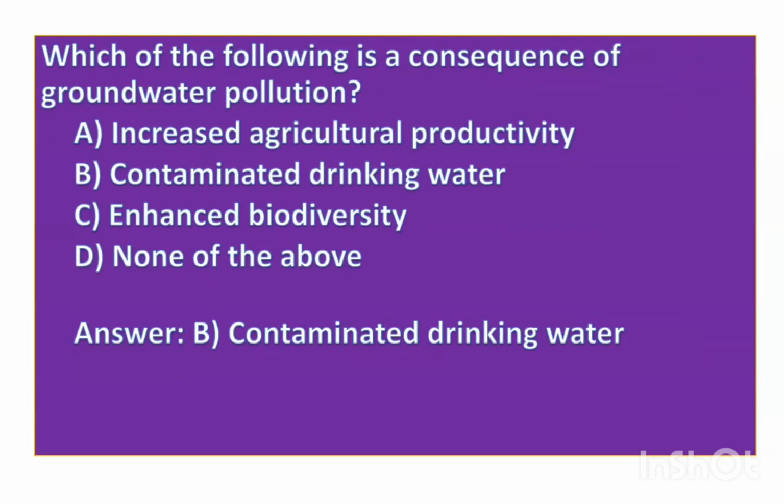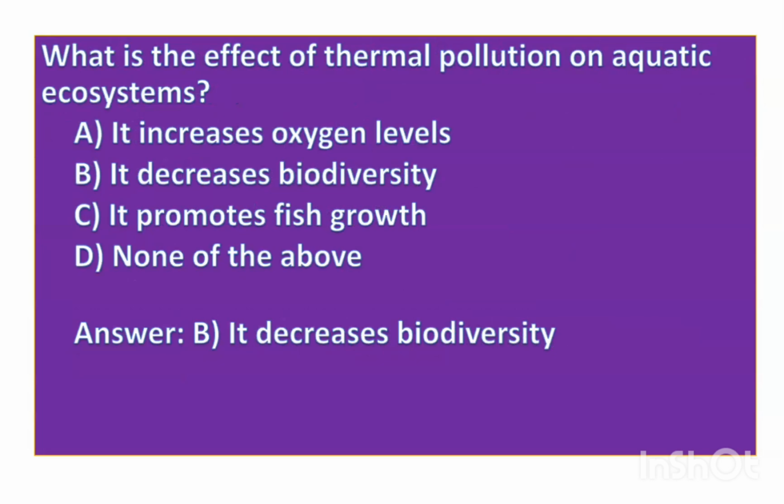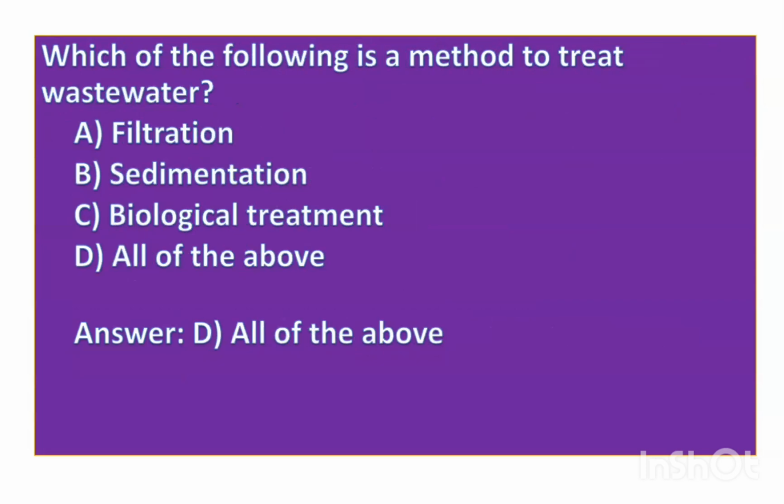Which of the following is a consequence of groundwater pollution? Increased agriculture productivity, contaminated drinking water, enhanced biodiversity, none of the above. Answer: contaminated drinking water. What is the effect of thermal pollution on aquatic ecosystems? Options: it increases oxygen levels, it decreases biodiversity, it promotes fish growth, none of the above. Answer: it decreases biodiversity. Which of the following is a method to treat wastewater? Options: filtration, sedimentation, biological treatment, all of the above. Answer: all of the above.